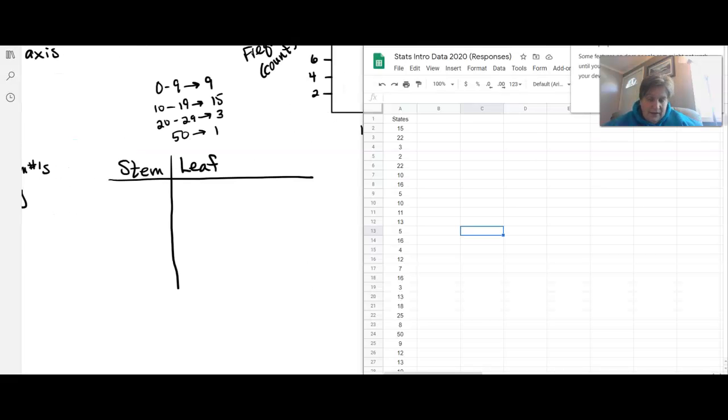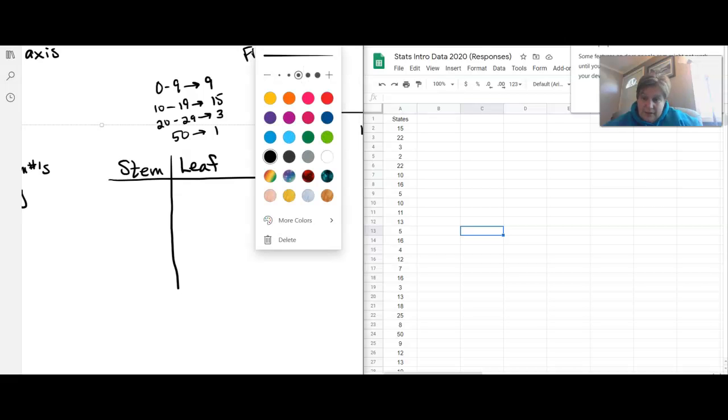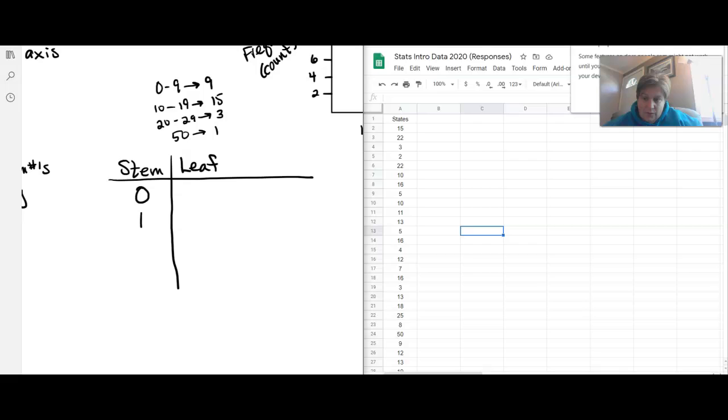Okay, so what I have is our list of data from the states. I just have it in Excel so I can easily see it. So my stem has to include the first number. And so for my stem, I'm going to have a 0, and then a 1, and then a 2, 3, 4, and 5. And those are the tens digit. And sometimes you could do hundreds digit. There's other things you could do, but this is what we have. So anything that fits in this first bin, 0 to 9, goes here.